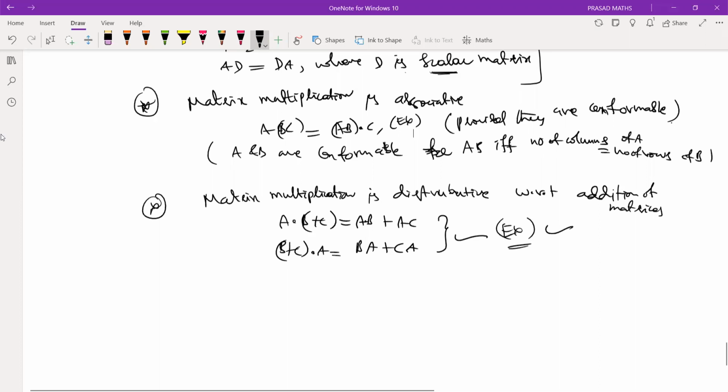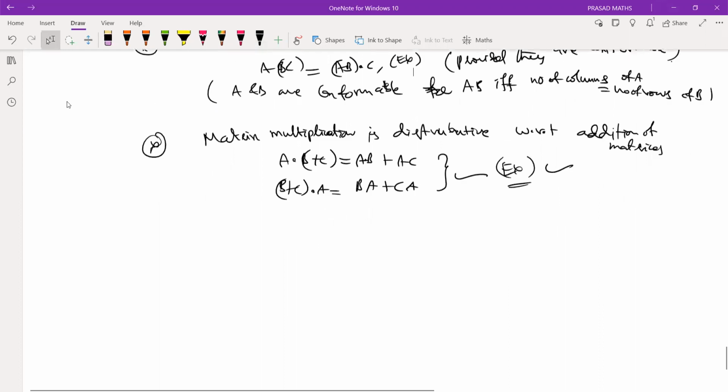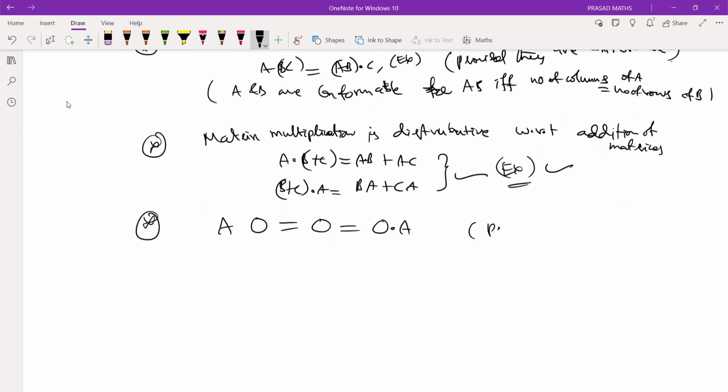Next property: you take any matrix and multiply with a zero matrix, provided they are conformable, you are going to get a zero matrix. That means matrix multiplication is possible; that's my point.